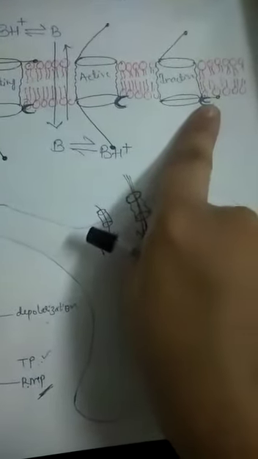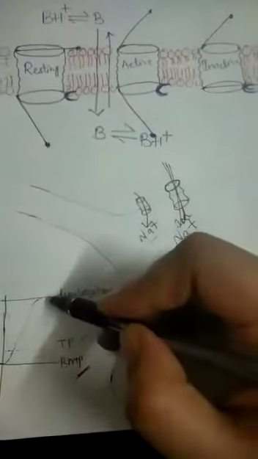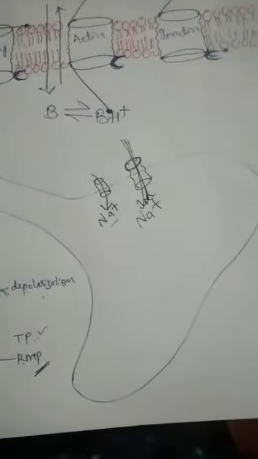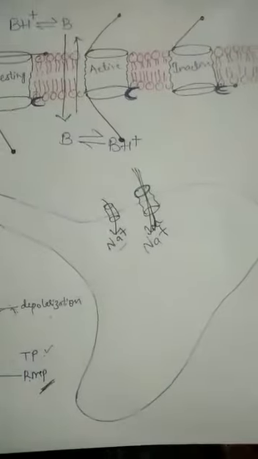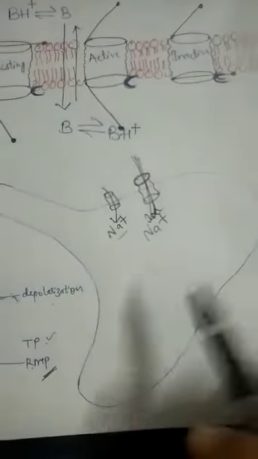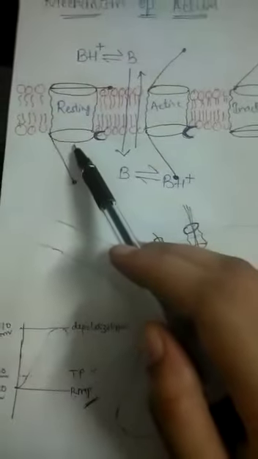When the inactivation gate is closed, there won't be any entry of sodium, and then again it will go from depolarization to repolarization by opening of calcium and potassium channels. We are not actually concerned with calcium and potassium channels; we are very much concerned with this voltage gated sodium channel. At the resting stage, that means whenever this neuron is at the resting stage, the sodium channel will be in the resting condition.